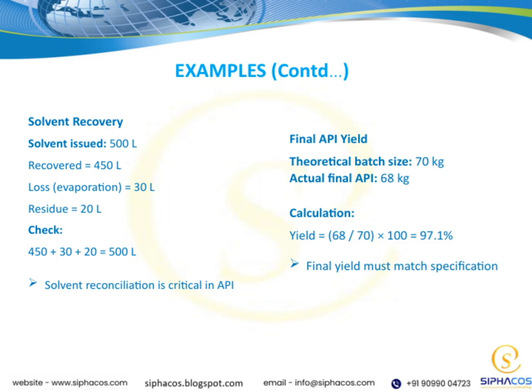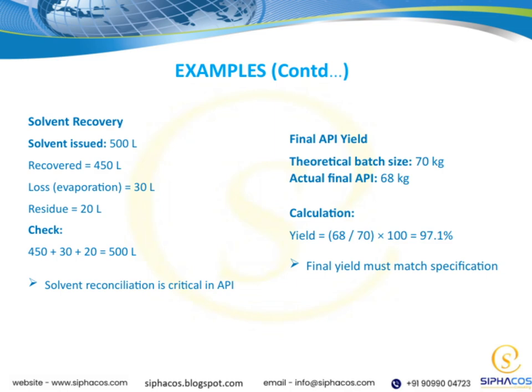When we add up the recovered solvent, evaporation loss, and residue, so 450 plus 30 plus 20, we reach a total of 500 liters, confirming that our solvent reconciliation checks out. This step is crucial because solvent reconciliation helps us track and control our material use accurately. Proper management of solvent recovery not only impacts cost efficiency, but also supports compliance with environmental and safety standards.